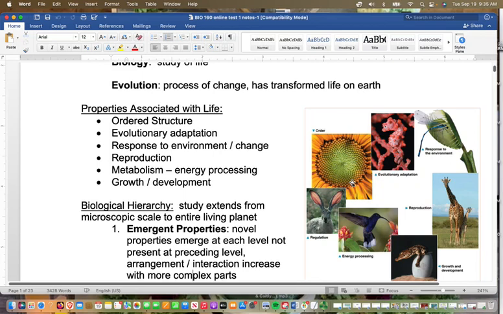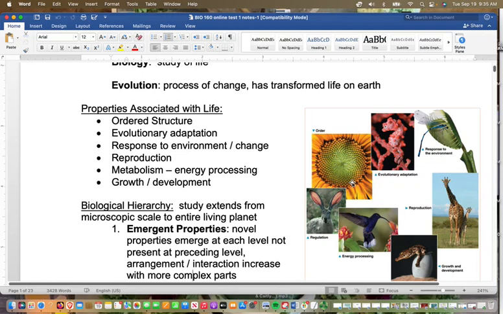There's evolutionary adaptation. Things are adapted to the environment that they live in. They're also going to respond to the environment. So it's showing here a Venus flytrap responding to the stimulation of an insect landing in it. If something changes in the environment, a living being is going to react to that. Living organisms are going to reproduce. So we can see here with the giraffe and its infant.